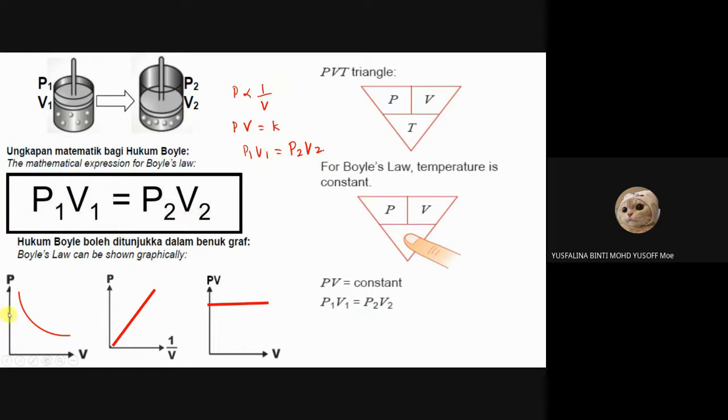And this is the graph. P is inversely proportional to V, so that's why the graph is like this. But P is directly proportional to 1 over V. And this is the graph of PV against V. For this one, you need to remember the graph and also the equation. This one doesn't involve any change in temperature. There is no temperature involved in this one.